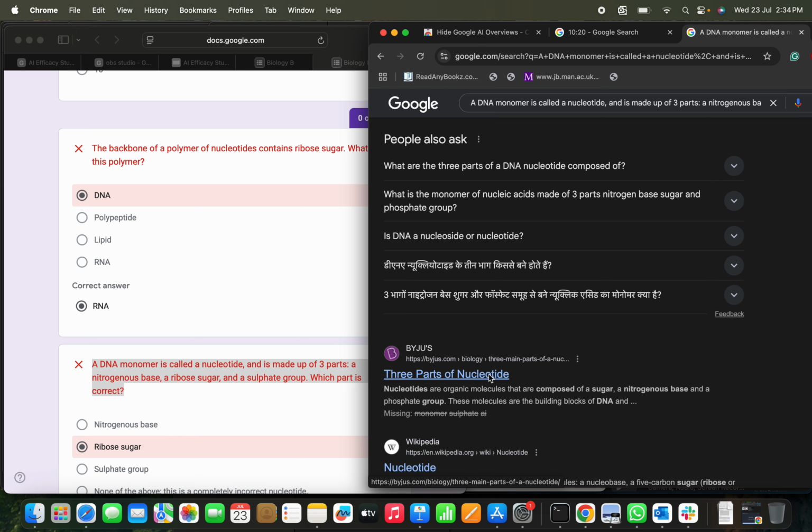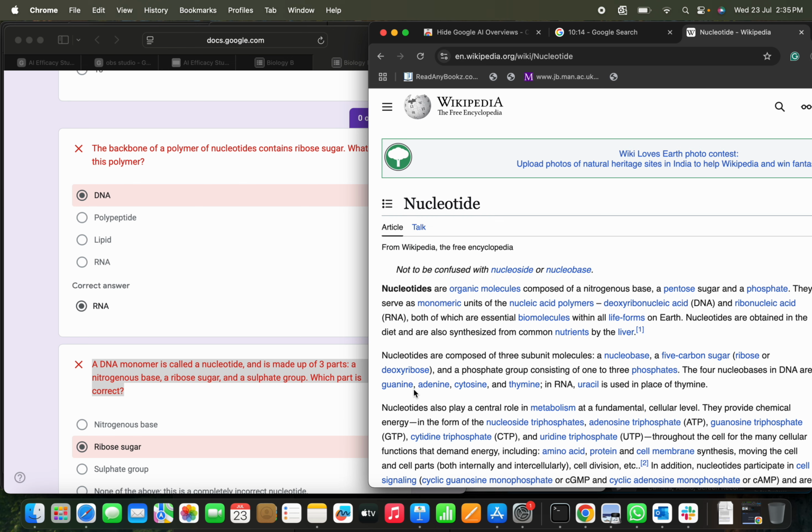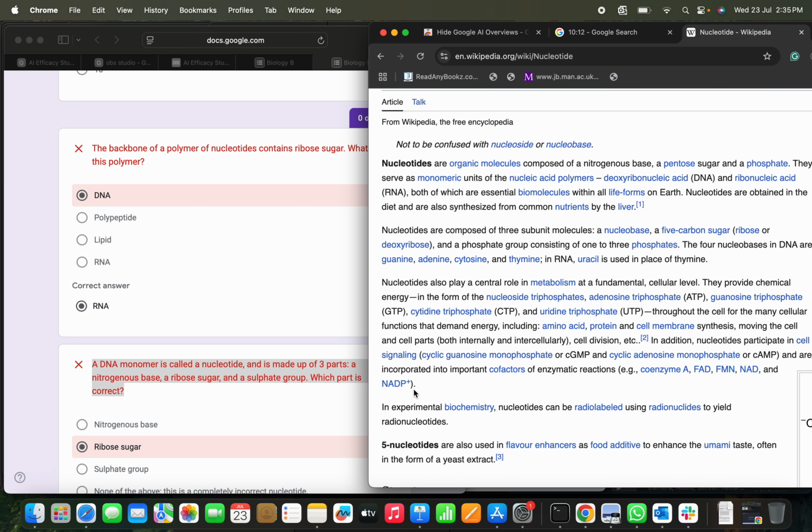A DNA building block is called a nucleotide. What are the three parts of a nucleotide? Okay, let's go with Wikipedia. Nucleotides are organic molecules made of a nitrogenous base, a pentose sugar, which is something I had no idea about, and a phosphate, not a sulfate group.